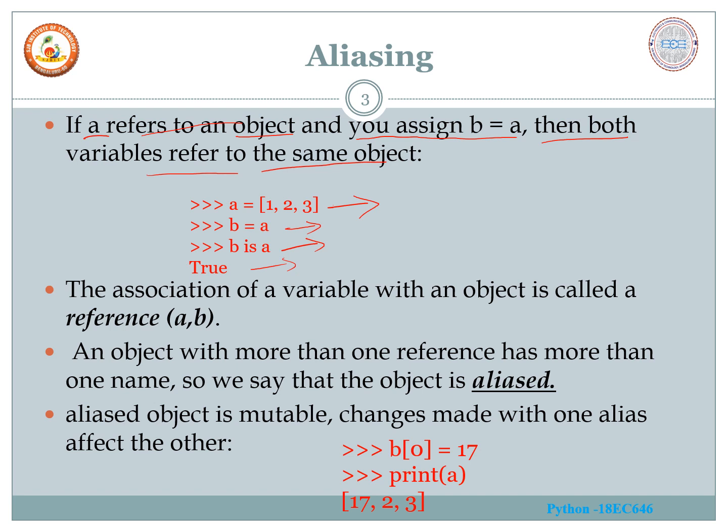I hope you got the difference between aliasing and what we discussed previously. Here the association of a variable with an object is called a reference. The references here are A and B. An object with more than one reference has more than one name. That is why we say that the object is aliased.